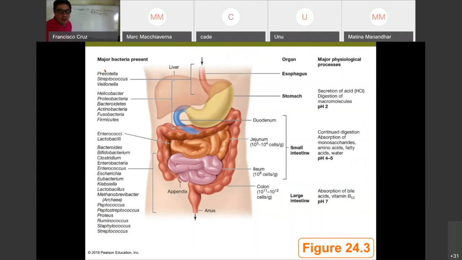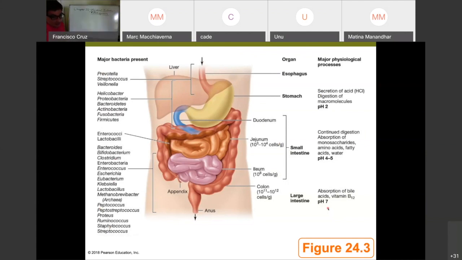The only point of this slide is that as we go from the esophagus through the digestive system all the way to the anus, there is a difference in pH. We go from a pH 2 to a pH 7. And the intestines are going to have a different pH gradient, and they're also going to have a macromolecule presentation gradient.